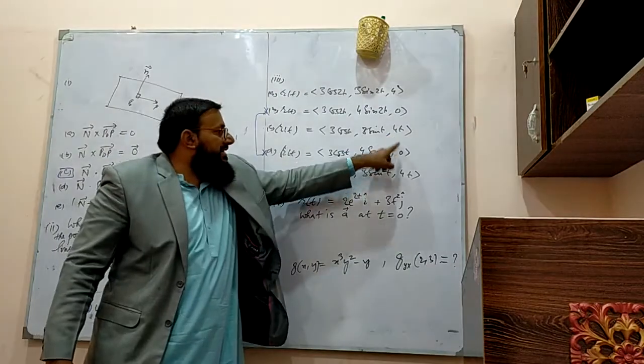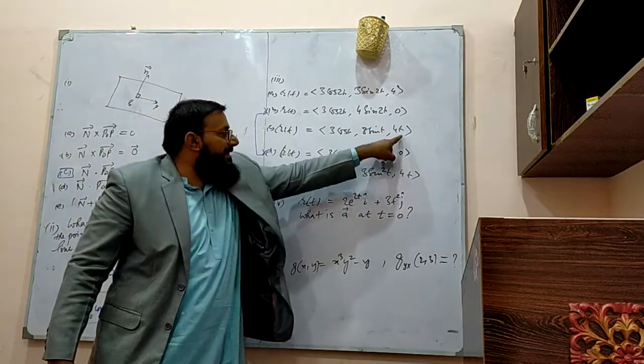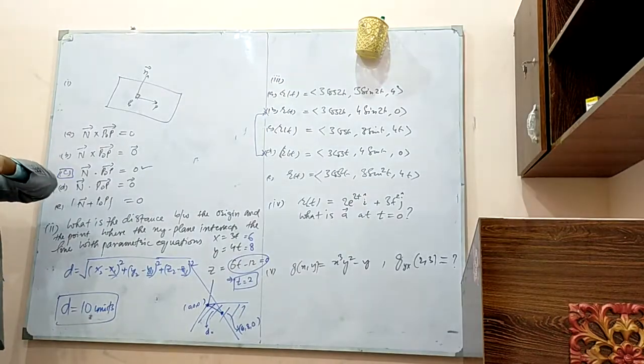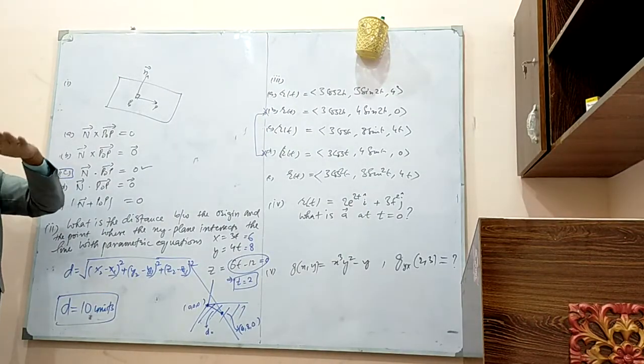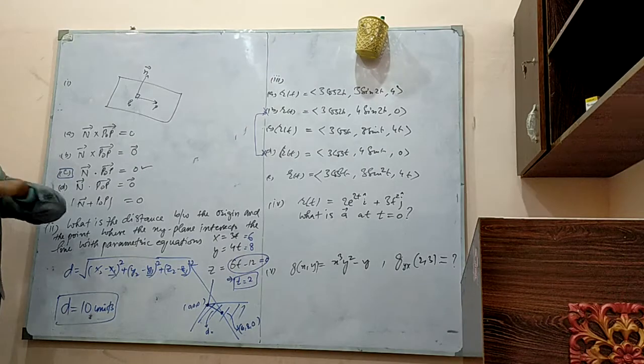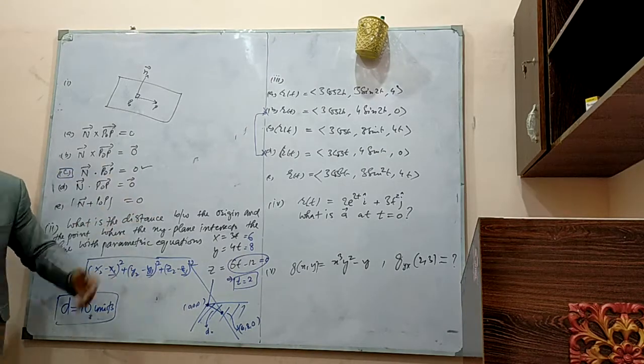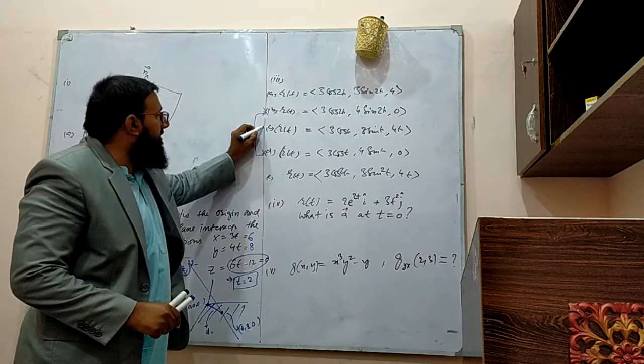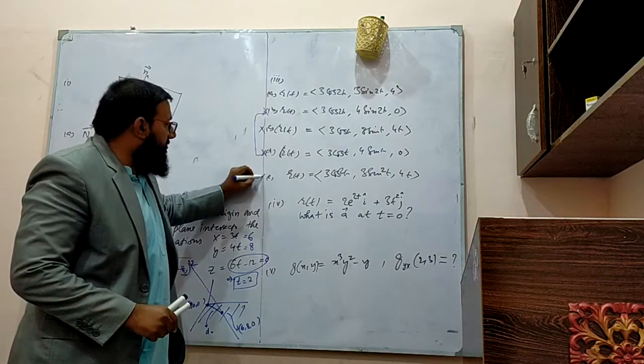Now check the last component. This one is 4t and this one is 4t. There is a parameter t. It means we will go upward in the direction of z. So we are not in a particular plane, so it can't be a circle. It is not possible that this thing is going to be a circle, or that this thing is going to be a circle.